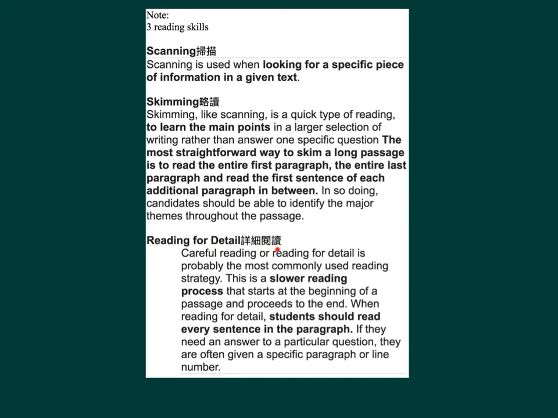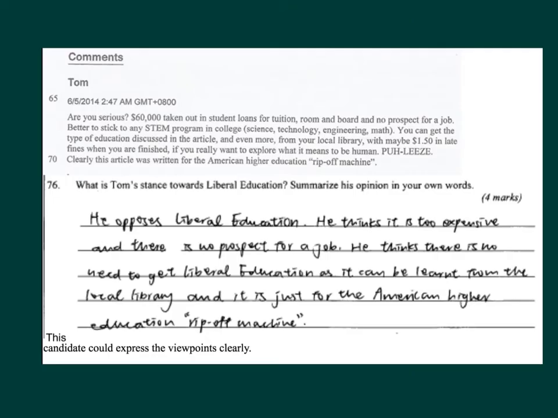Reading for detail. Careful reading or reading for detail is probably the most commonly used reading strategy. This is a slower reading process that starts at the beginning of a passage and proceeds to the end. When reading for detail, students should read every sentence in the paragraph. If they read for an answer to a particular question, they are often given a specific paragraph or line number.